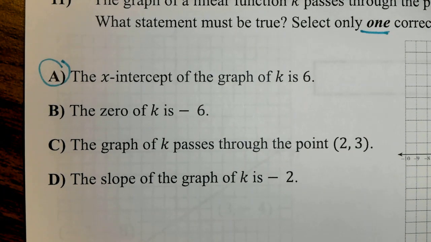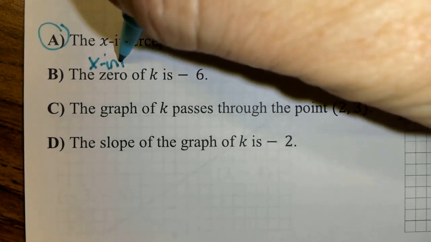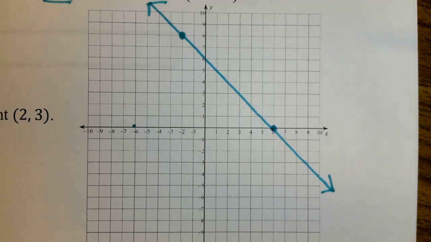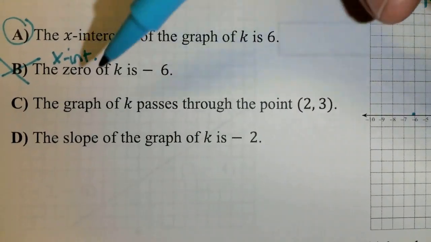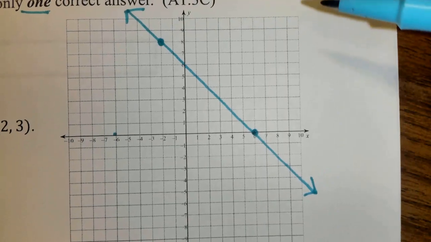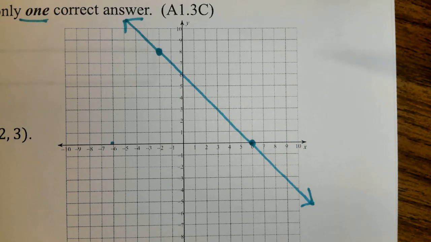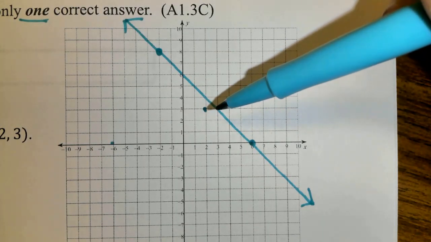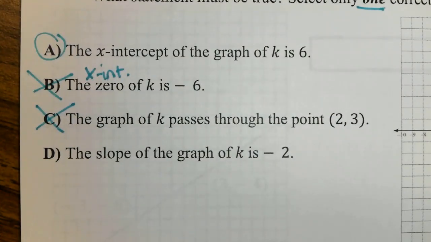But I just want to make sure and show you why the others are not true, in case you did get this one wrong. This one says the 0 of k is -6. Well, we know 0 actually means x-intercept. If I look on the x-axis at -6, our line is not there, which makes that one completely wrong. Next, the graph passes through the point (2, 3). I did draw a line, and I hope it was fairly straight through the points. If I check (2, 3), I am not on the line, I'm right below it. Right below it doesn't count, so that statement is wrong.